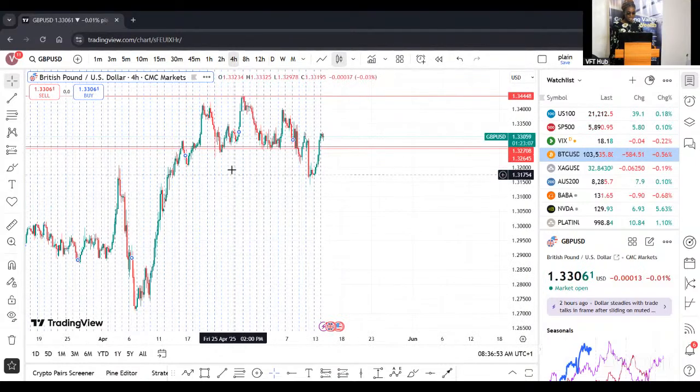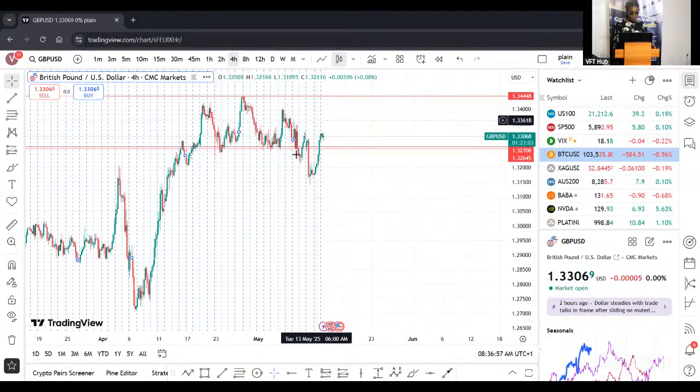On the 4-hour time frame, of course, we saw some push to the downside. Minor structure to the downside. Price is even breaking lower. But right here, we saw this push to the upside.